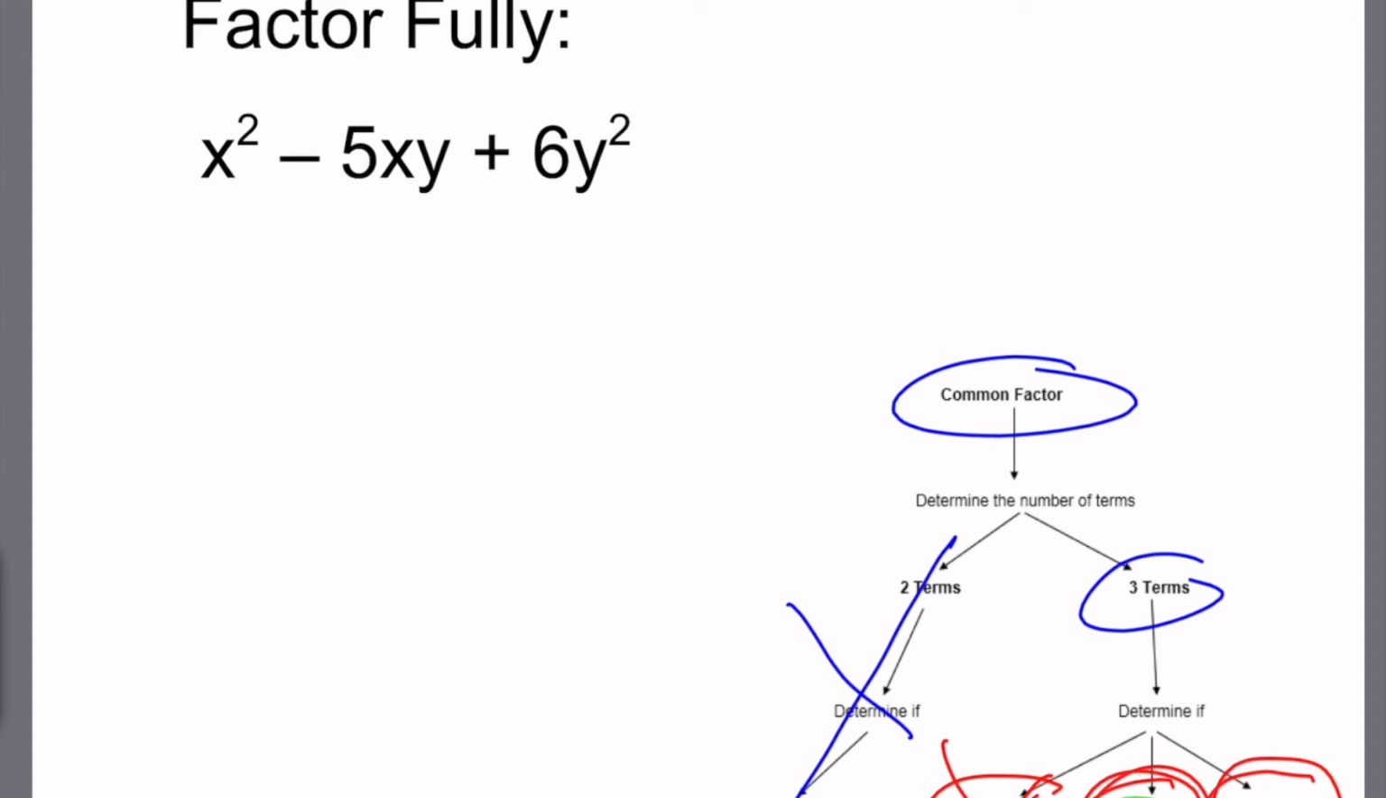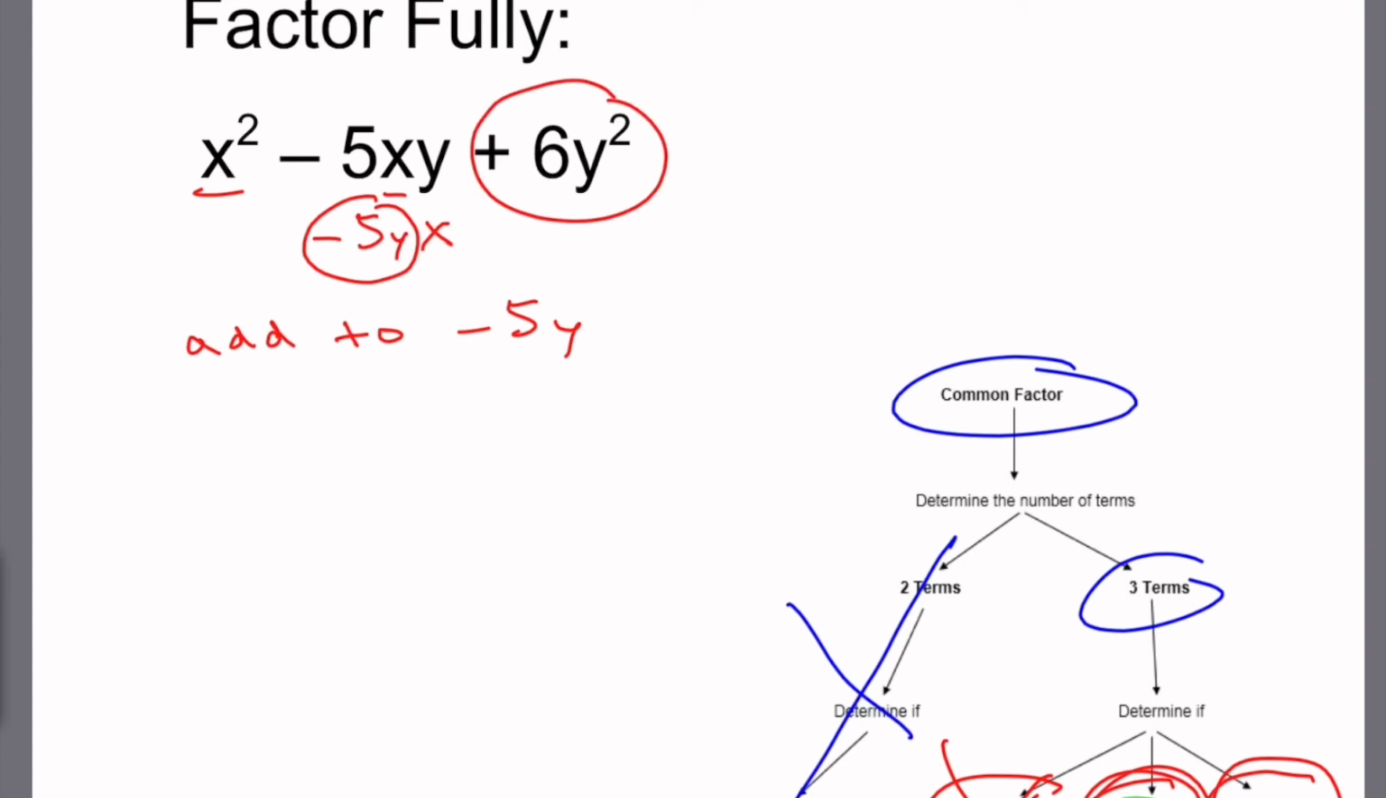But we're going to end up doing simple trinomial here, which is not too bad. This is just the double variable one, right? We're going to treat x as the variable, which means -5y is kind of like our middle number there. So here we need 2 numbers to add to -5y, and we're going to multiply to positive 6y squared.